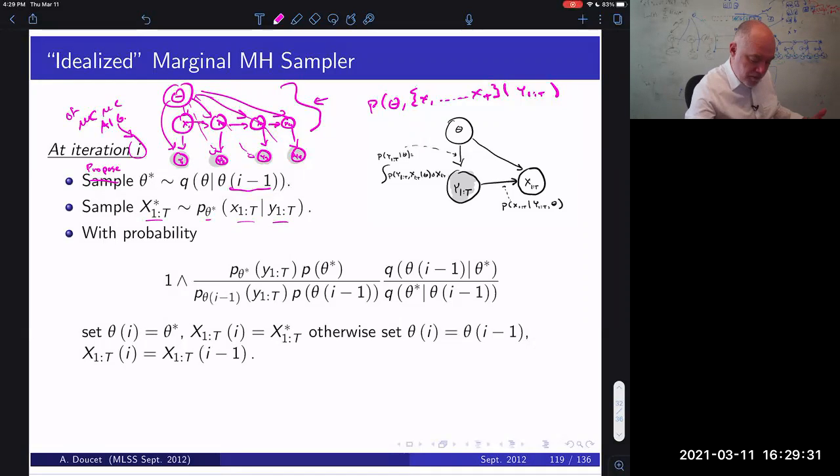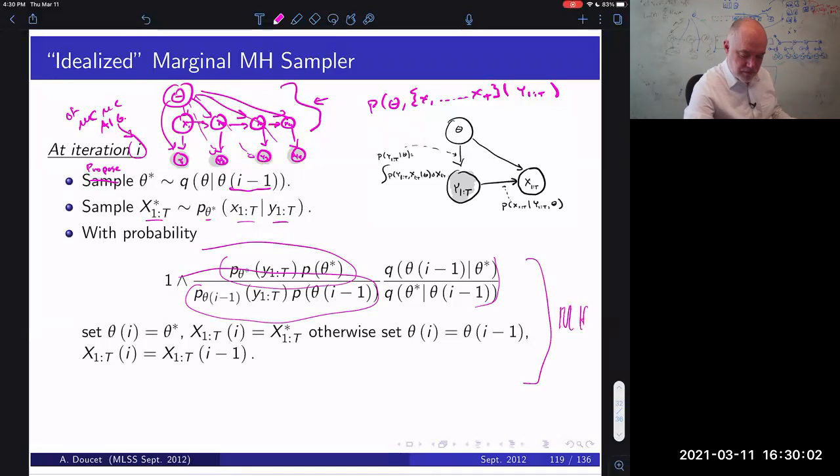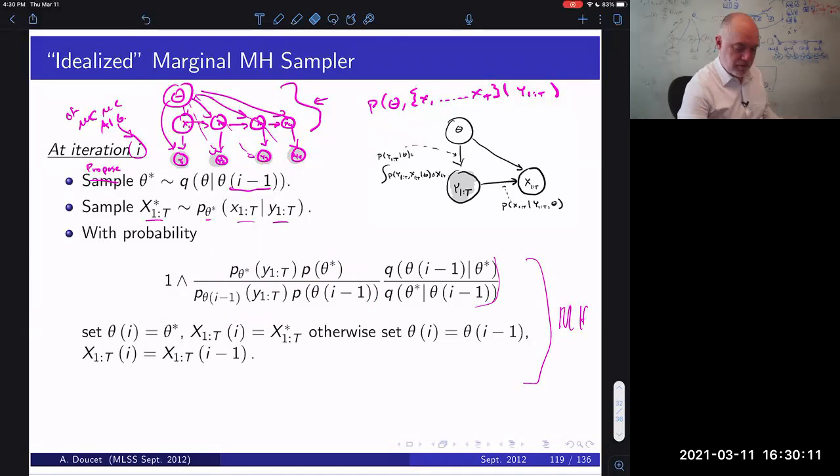And then with probability, this is the standard Metropolis-Hastings ratio that you should be familiar with right now. We're going to accept a move in theta space by evaluating the joint distribution under theta star over the joint distribution under theta i minus 1, and so on and so forth. And we have the Hastings correction, and now this is just standard Metropolis-Hastings. So please tell me that this looks very familiar and you can understand what's going on here with Metropolis-Hastings. Okay, good. We've established some mutual understanding.